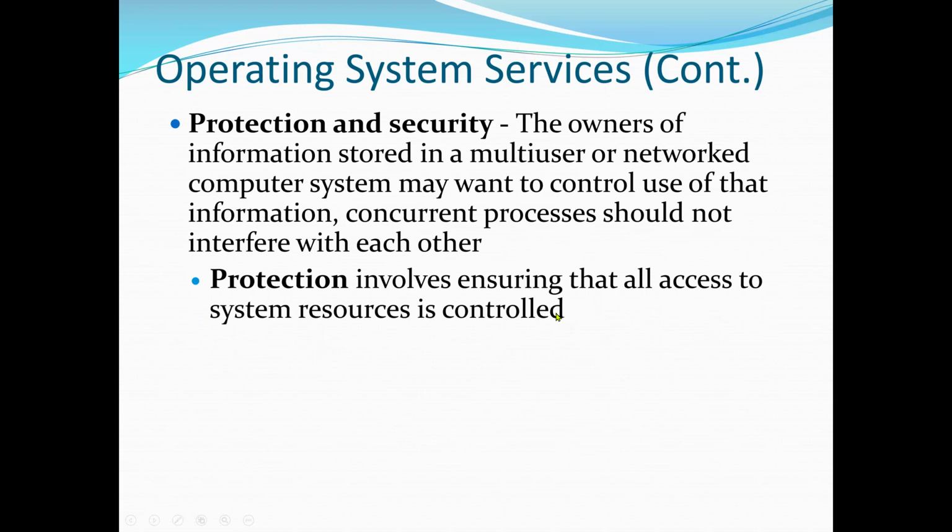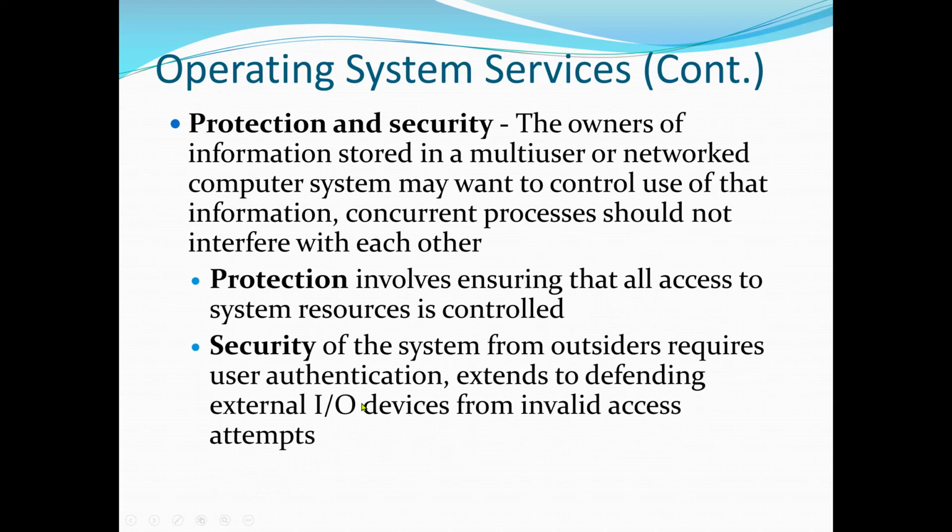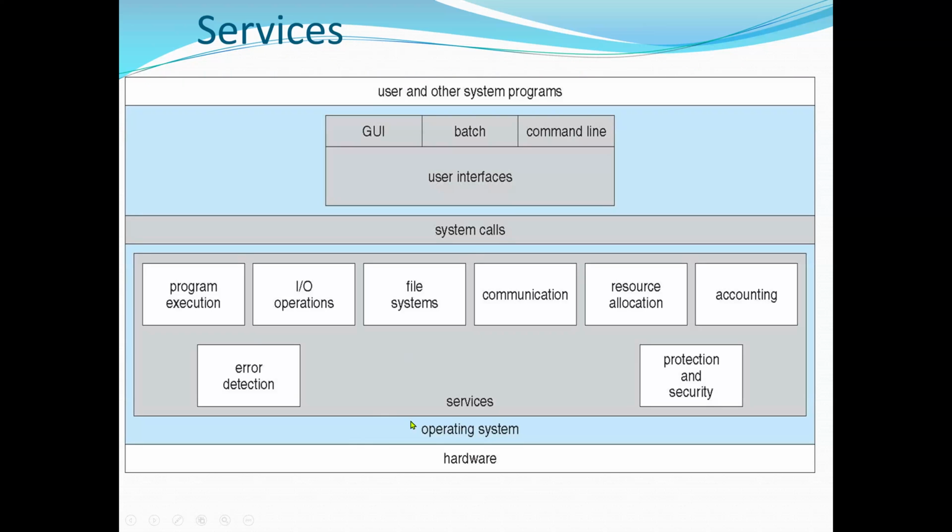So protection involves ensuring that all access to system resources is controlled, and security of a system from outsiders requires user authentication. This is also provided by the operating system, to authenticate the user with a username and password. So these are all the possible operating system services: program execution, I/O operations, file systems, communication, resource allocation, accounting, protection, security, and error detection.